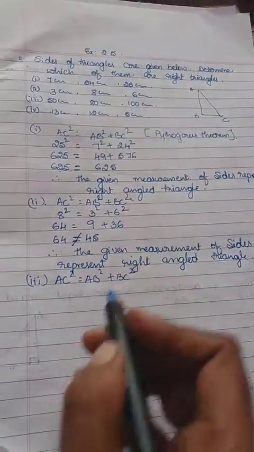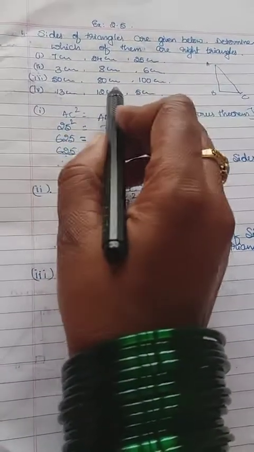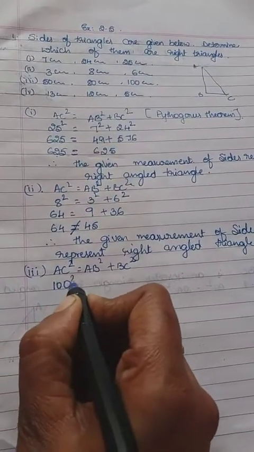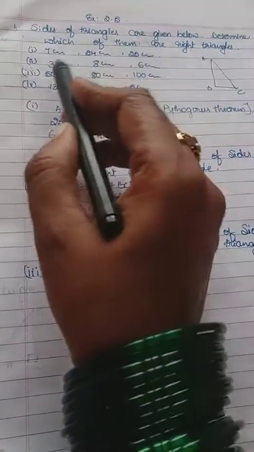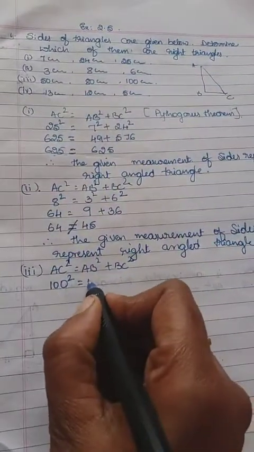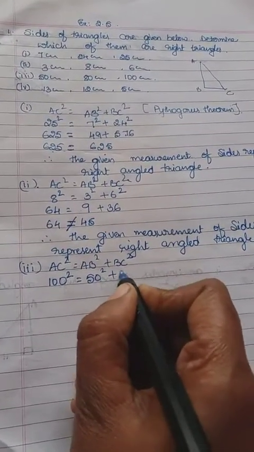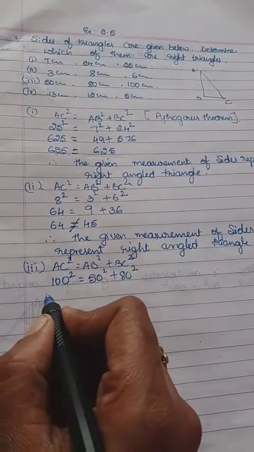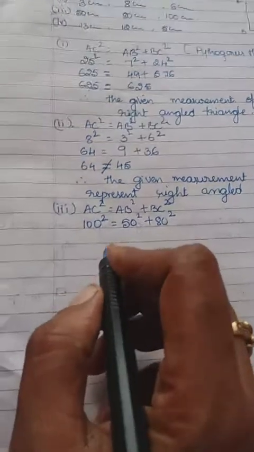So AC, how much? Which is the biggest side in this? 50, 80 and 100? Nothing but the 100. Let us take 100. 100 square equals AB, any one side we can take, that is 50 square plus 80 square. So if it is like that, it is easy to multiply.